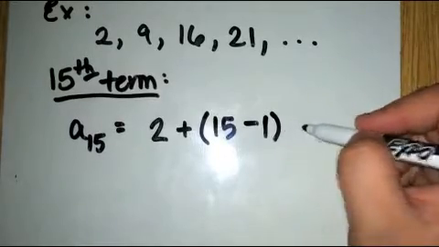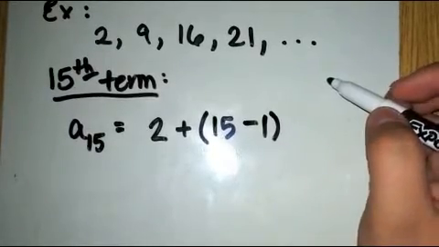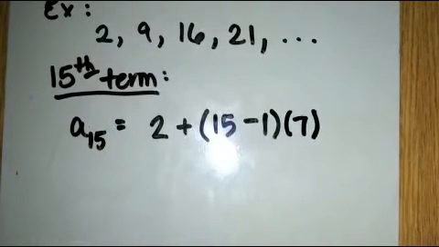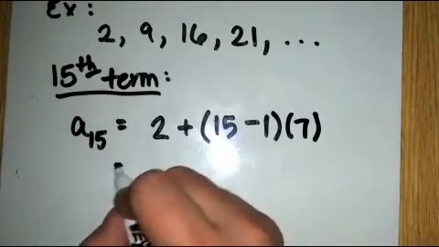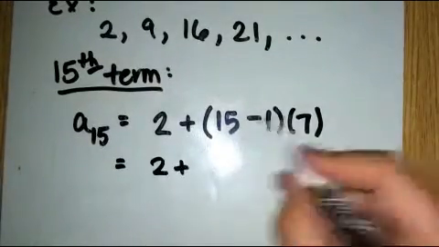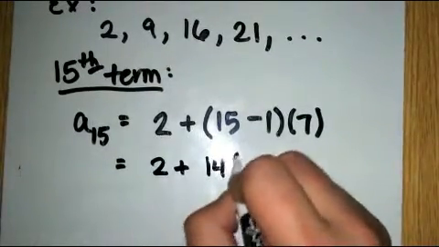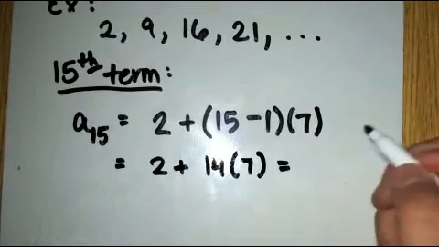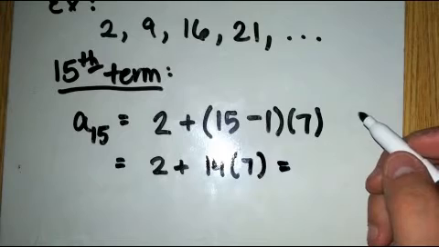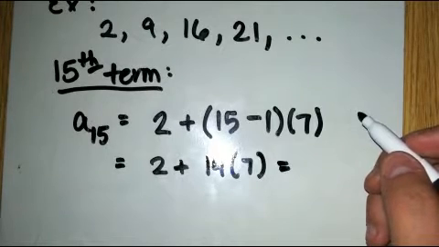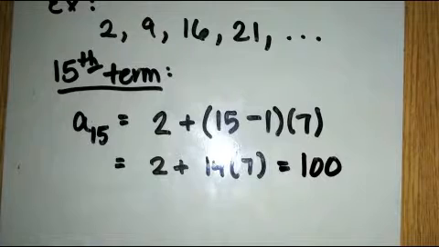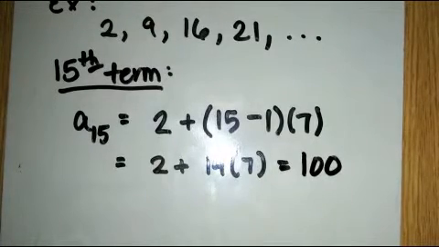Times the common difference. What is the common difference here? Isn't it 7? Okay, so then we clean this up and we'll figure out what the 15th term is. So this is 2 plus, what is that, 14 times 7? So take a moment and compute that real quick, and we get that this is equal to 100. Okay, any questions on this?